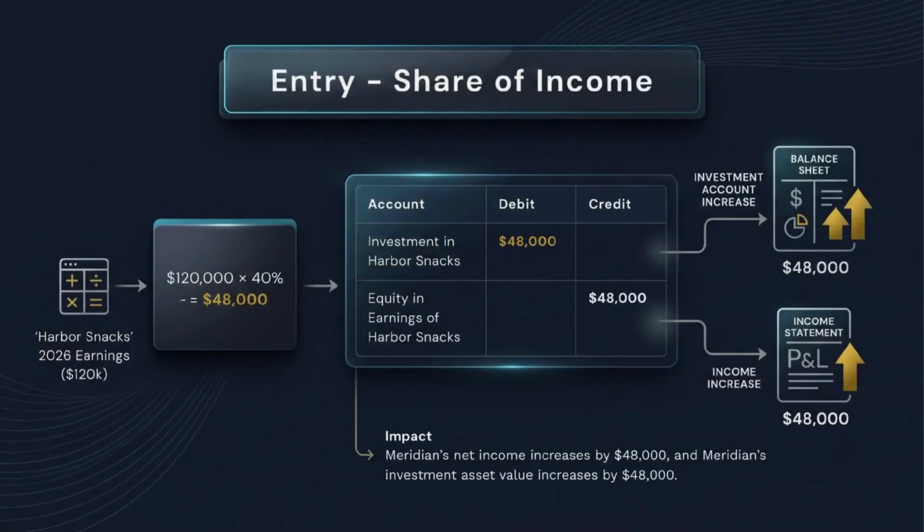Next, Meridian records its share of Harbor's 2026 earnings. Harbor earns $120,000 and Meridian owns 40%. So the income pickup is $120,000 times 40%, which equals $48,000. The journal entry is debit investment in Harbor Snacks for $48,000 and credit equity in earnings of Harbor Snacks for $48,000. This increases Meridian's income statement and also increases the investment carrying amount. One amount, two effects. Income goes up and the investment account goes up.